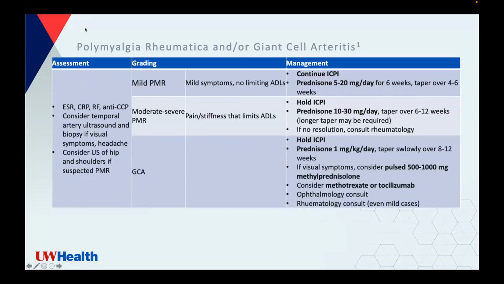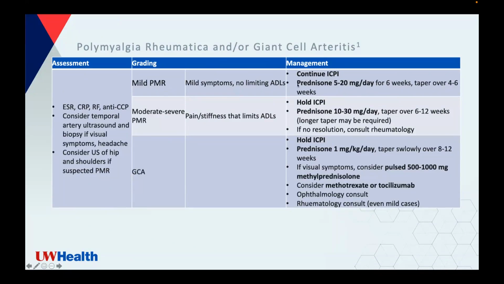Moving on to PMR and GCA, we're presenting them together here on this slide. So for mild PMR, no limitations on ADLs, we would continue the ICPI, give prednisone 5 to 20 mg per day for 6 weeks, and then taper.